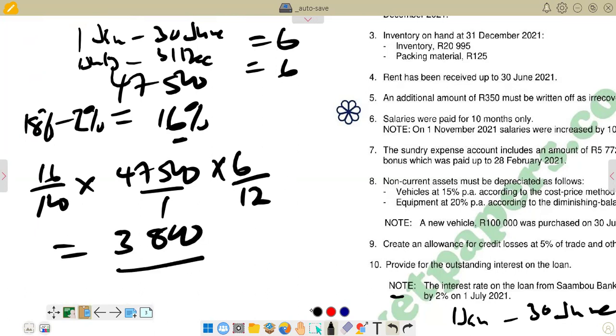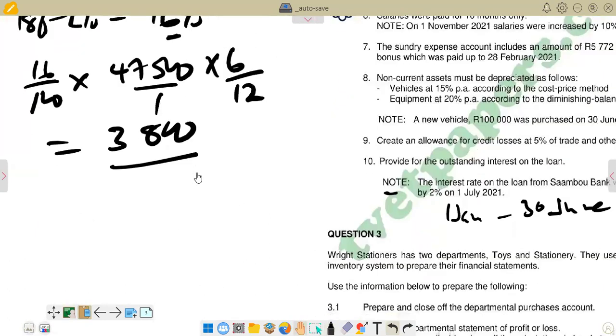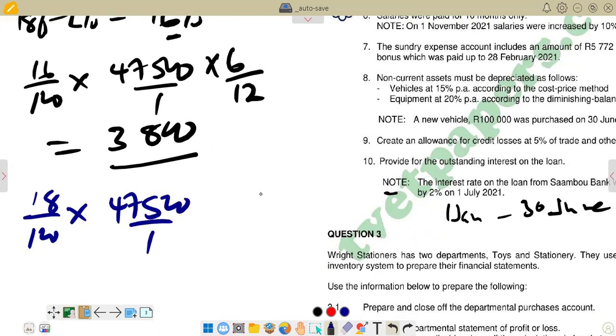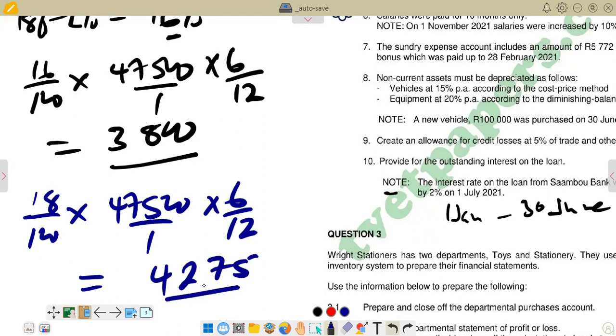So let's see the second period, which is from 1 July to 31 December. We are now going to say our interest had increased by 2%. It was now 18%, so we say 18 over 100. And then we multiply again by 47,500, which is the total amount of loan. It's also for 6 months, so we multiply again by 6 over 12. So we'll calculate that one. We're going to get 4,275. So this is what we have in terms of the two amounts of interest on loan, 3,800 plus 4,275.